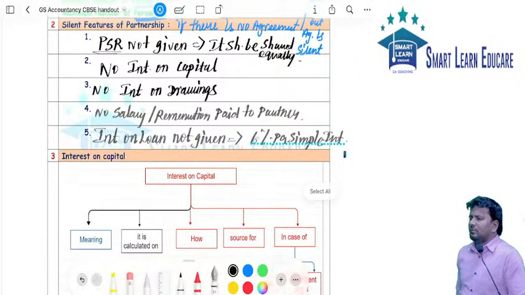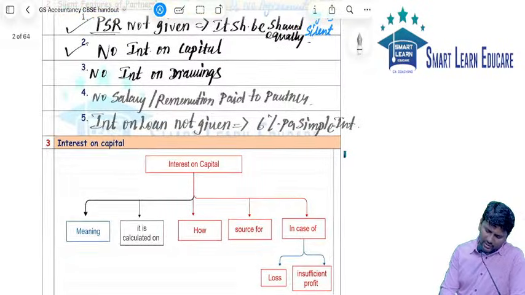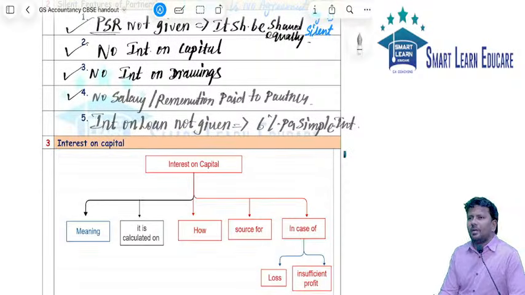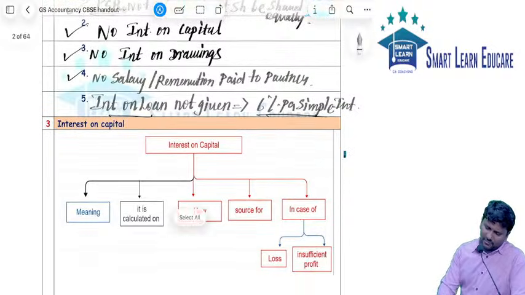So what are the salient features of partnership? First one, profit sharing ratio not given. It should be shared equally. No for three things. No interest on capital. No interest on drawings. No salary or remuneration paid to partner. But interest on loan not given. It should be paid at how much percentage? 6% per annum simple interest.